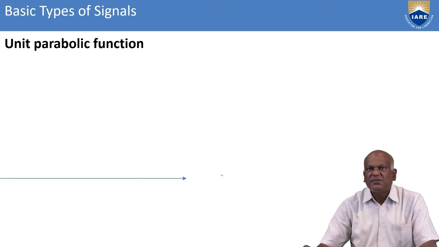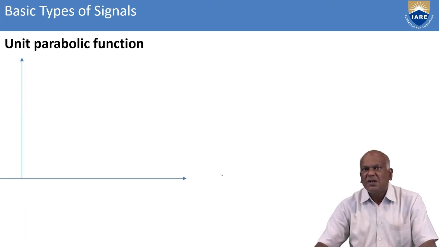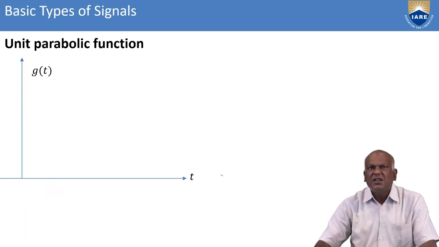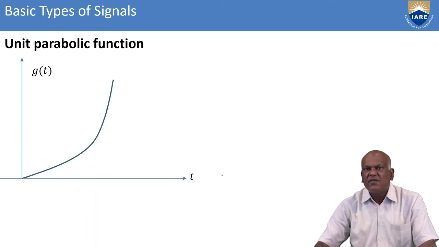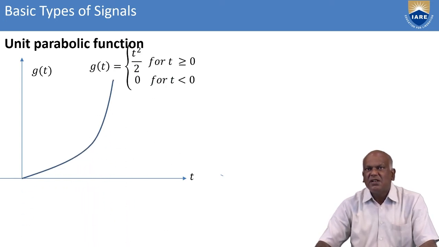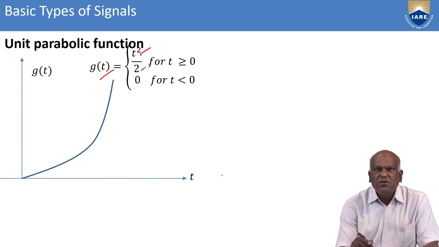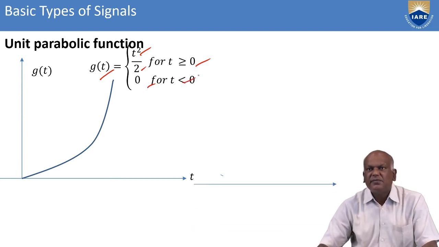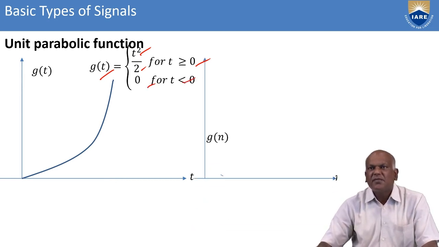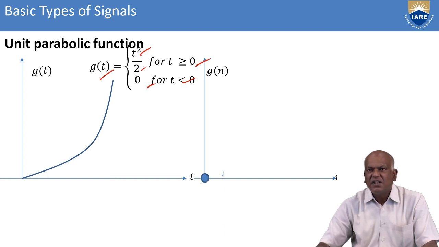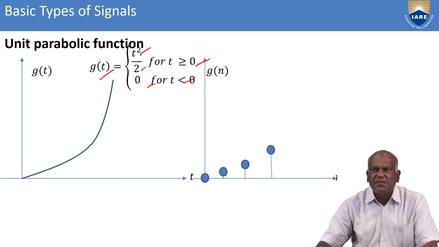The parabolic function can be defined as g of t. This is a graphical representation of the parabolic function, and this is a mathematical representation of the parabolic function: g of t equal to t square by 2 for t greater than or equal to 0, and 0 for t less than 0. This is the discrete time sequence for the parabolic function.